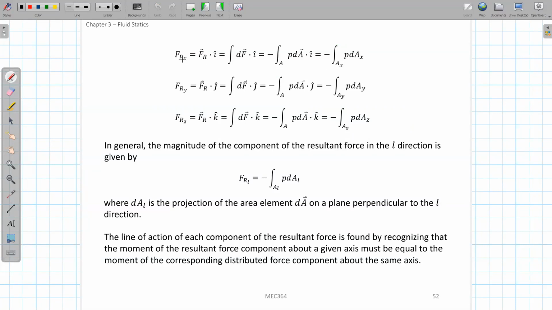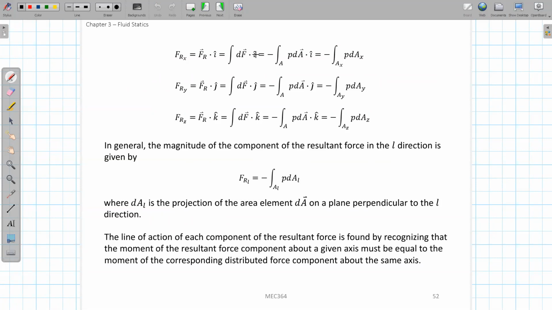Simply, F_R of x is basically the overall vector form, their projection on the i direction. You put this change F_R equal to this one, and you put what the dF will be, P dA, and this dot is not the multiply. This dot is the scalar product between the two vectors. So this dot is not just a multiplication operator. This is a vector product, scalar product between two vectors.